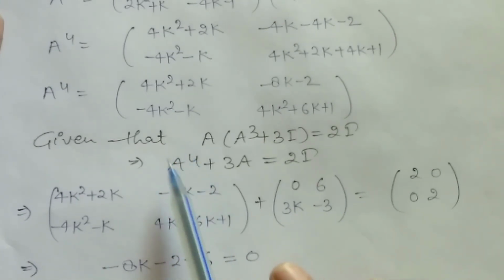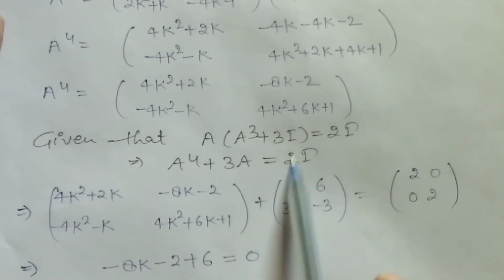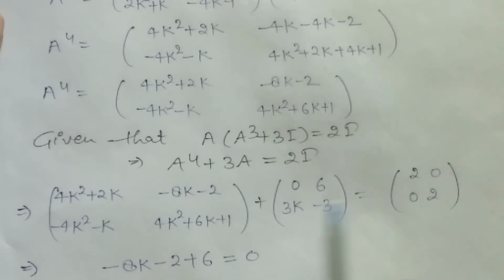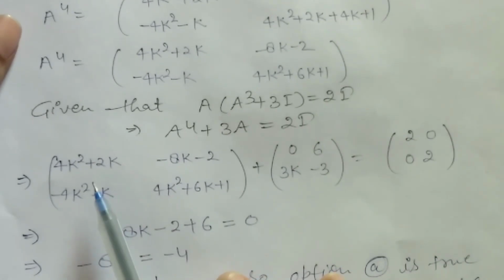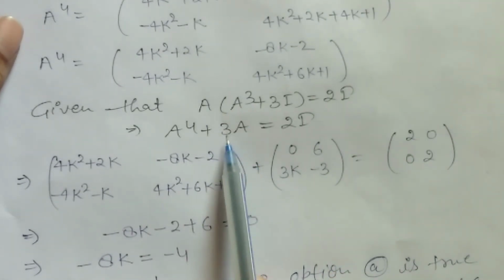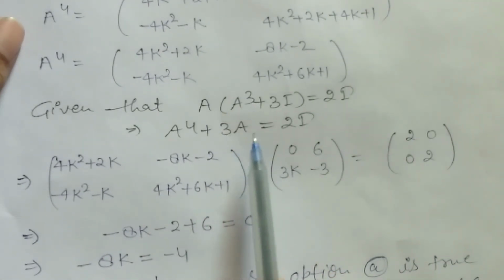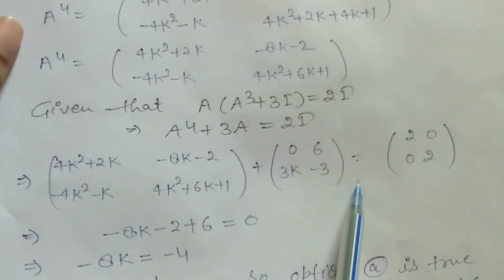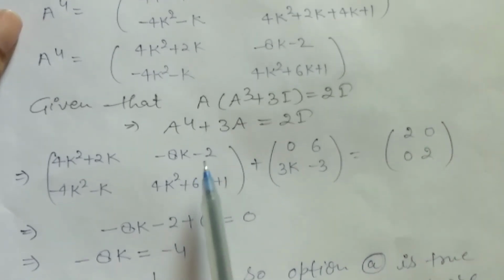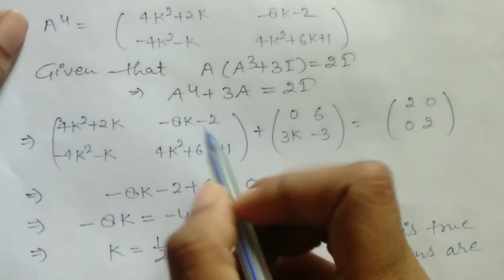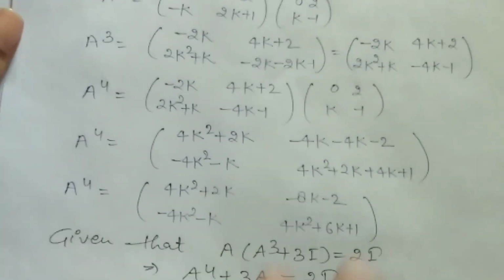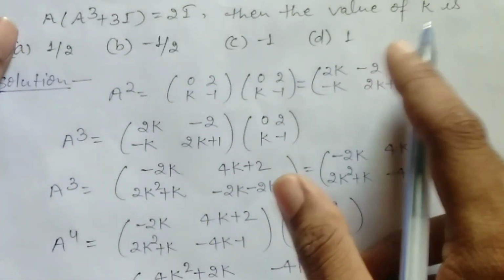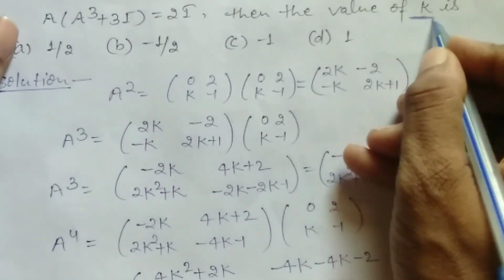Putting the values of A raised to power 4 and A, and the identity matrix multiplied by 2 on the right-hand side, okay. A raised to power 4 will be this plus 3, every element of A multiplied by 3, okay. So find this, and after this, because here we are told to find the value of k, what is the value of k, the question is this.